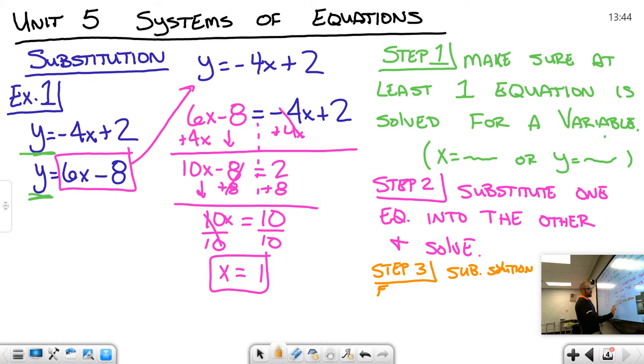Substitute solution from step 2 into one of the two equations.